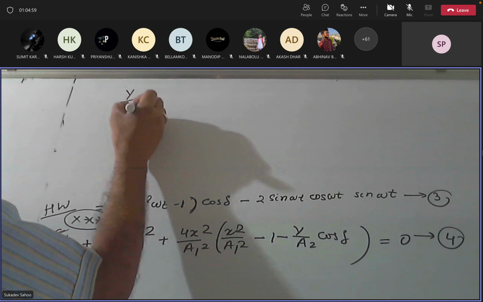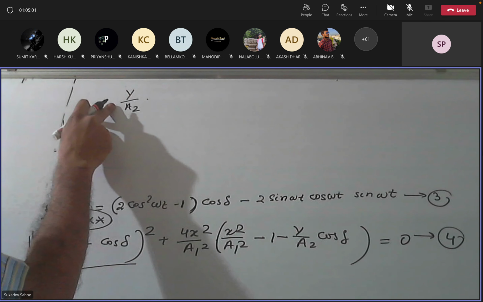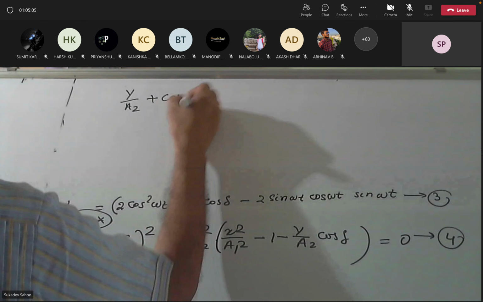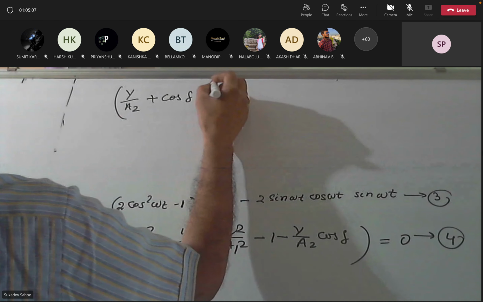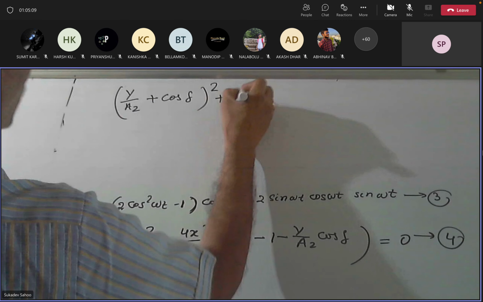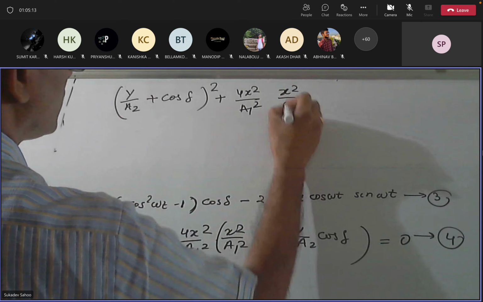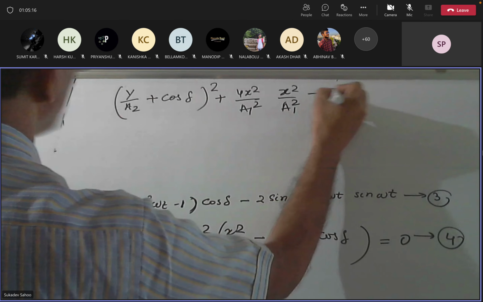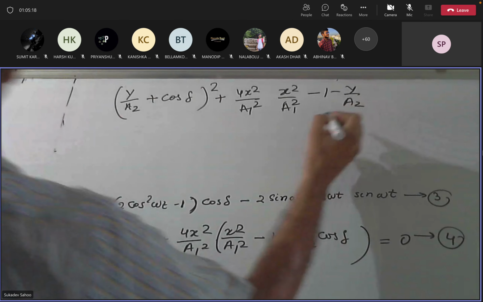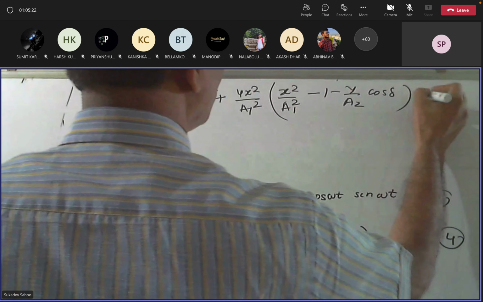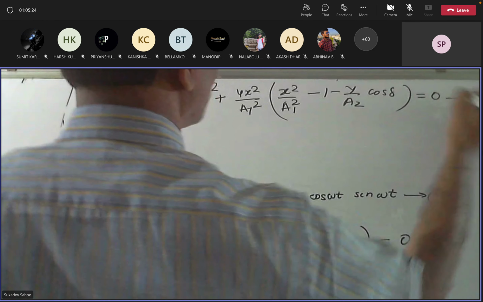Y by a2. Cos delta square plus 4x square by a1 square, x square by a1 square minus 1 minus y by a2 cos delta equal to 0. This is the equation number 4.